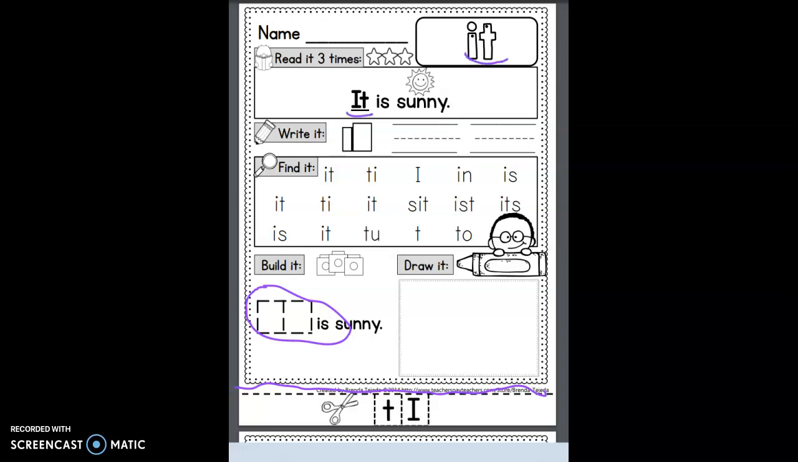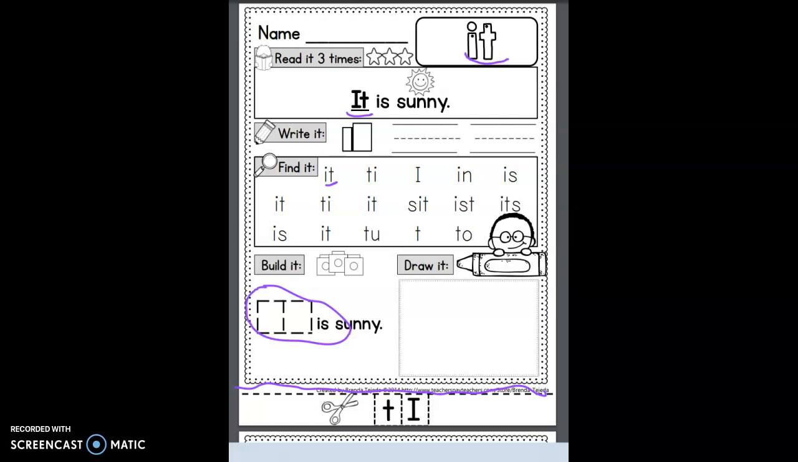Here, it's not in a sentence, and so lowercase i. Here, it's the beginning of a sentence, so that's a capital I. And they have lowercase i's here. But it is, again, the beginning of a sentence here, so that's why they have a capital I for you to glue here.